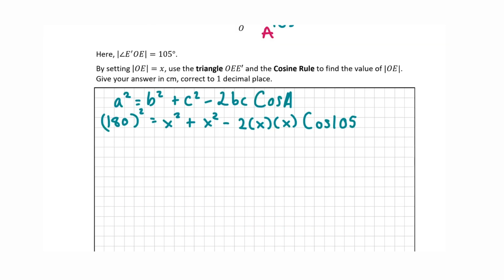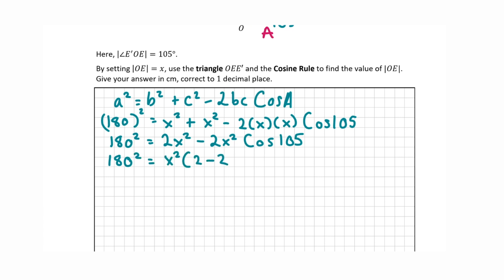So tidying this up then, we'll be left with 180 squared is equal to x squared plus x squared is 2x squared minus 2x squared by cos 105. So the next thing we can do here is we can factor out an x squared from the right hand side. So that's going to be 180 squared is equal to x squared (2 minus 2 cos 105).